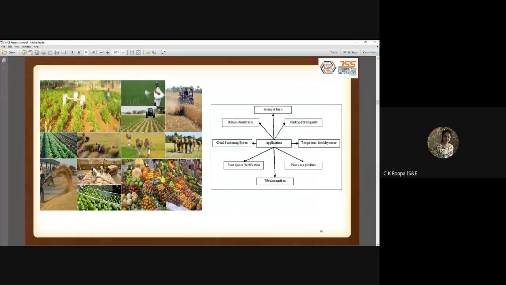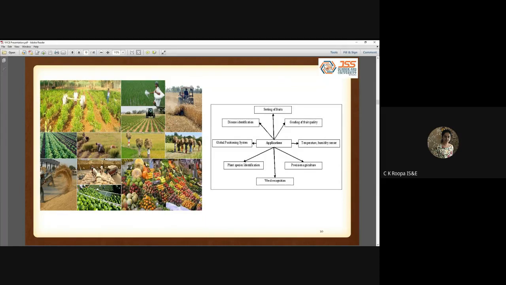This is a hot cake. This is a present hot cake in the field of image processing and computer vision, right? So we are trying to deploy various computer vision and image processing techniques in the field of agriculture.